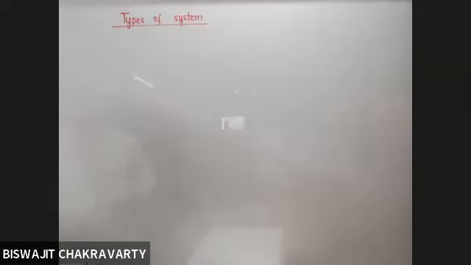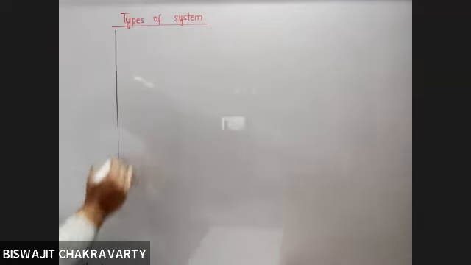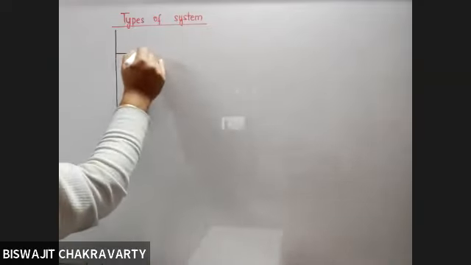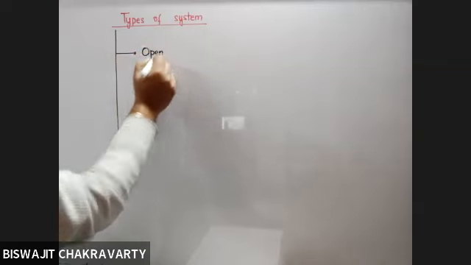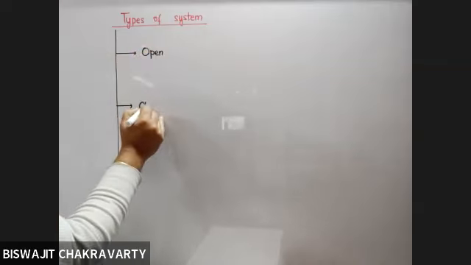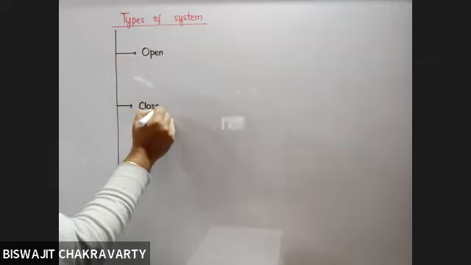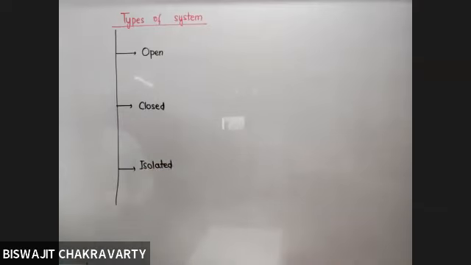So the system has been further classified into three main types: open system, closed system, and isolated system. Open system, closed system, and isolated system. Now, what exactly is an open system?